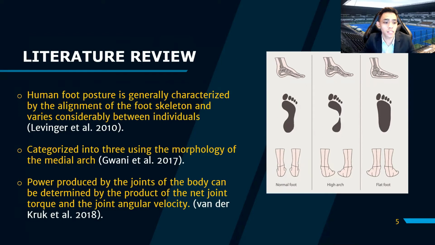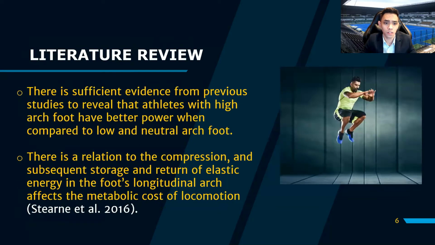Next we move to my dependent variable, which is power. Muscle power combines strength with speed and movement coordination, a basic characteristic for performing daily tasks. Power produced by a joint of the body can be determined by the product of the net joint torque and joint angular velocity. Moving next to the relationship between type of foot arch and power.